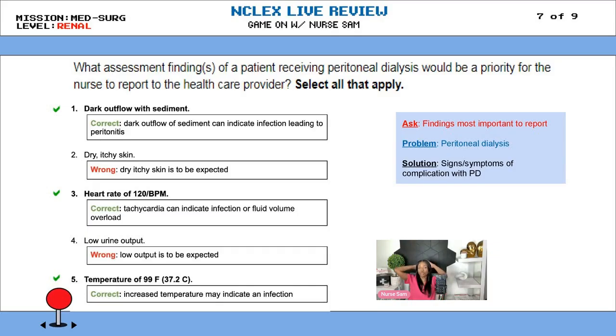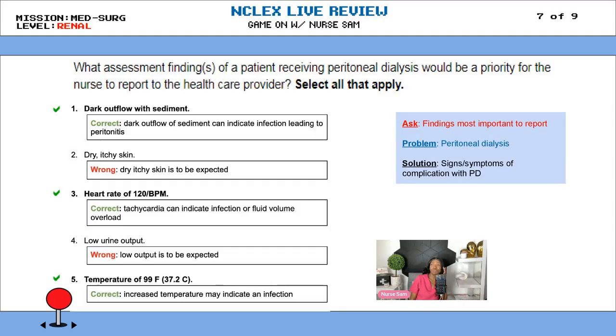Let's look into what that rationale is. All right, let's look at what the problem is asking. The question is asking what the problem is and the solution. So it says for 1, dark outflow with sediment can indicate infection leading to peritonitis. For the heart rate of 120 beats per minute, tachycardia can indicate infection or fluid volume overload. And then the temperature of 99 degrees Fahrenheit.